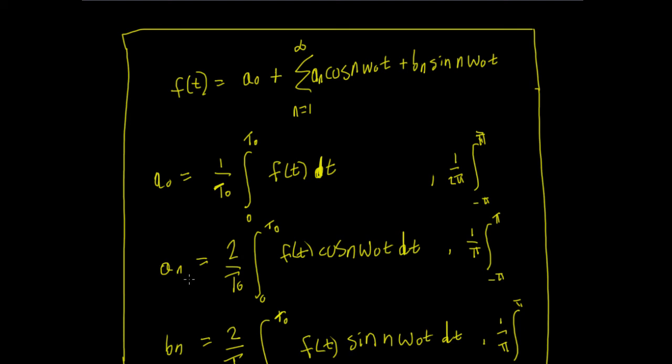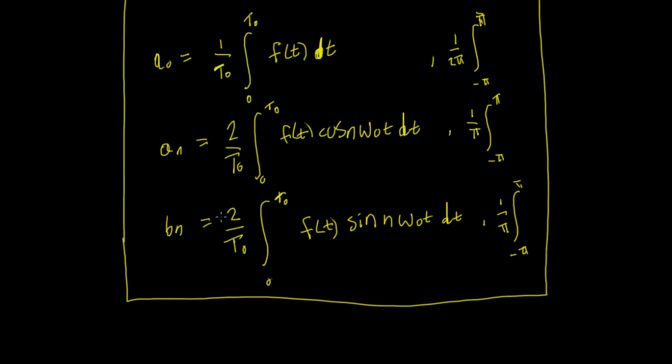And again the an would be replaced, because it's 1 upon pi, that would have to be replaced by 2 upon t naught, because in effect it would be 1 upon t naught upon 2, which is the same as 2 upon t naught. The same thing goes for the bn there. You'd end up with 2 upon t naught.